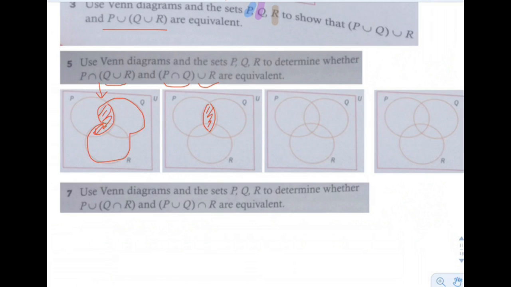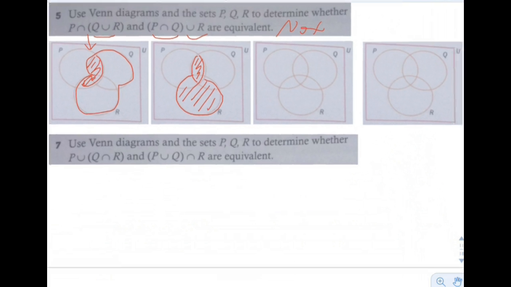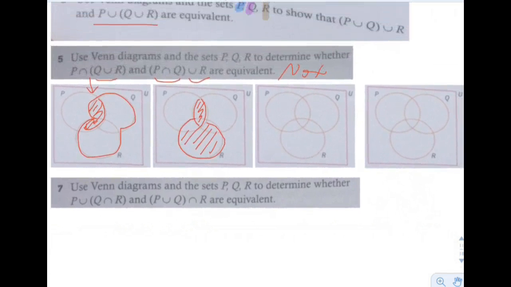And then we're going to union that with R. Union with R includes all this area. So yeah, those are not equivalent at all. Okay? All right. Now we're going to use Venn diagrams and the sets P, Q, and R to determine whether P union (Q intersect R) and (P union Q) intersect R are equivalent.